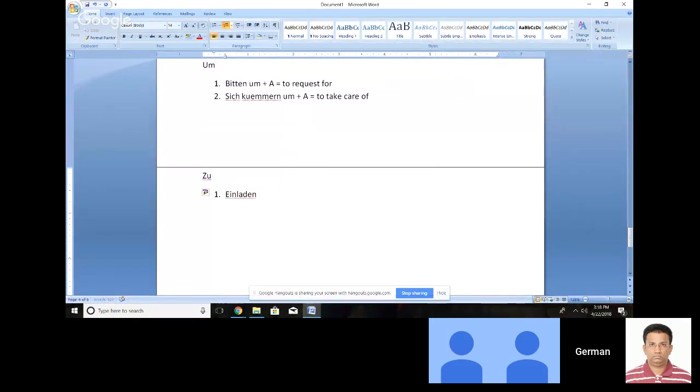Einladen zu plus dative to invite to. Gehören zu plus dative is to belong to.